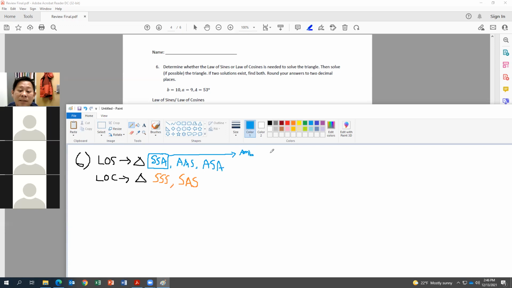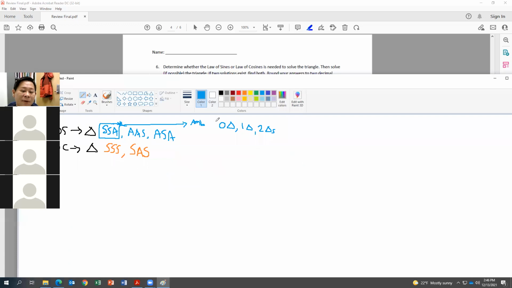And what is the ambiguous case? It means that you can have 0, 1, or 2 triangles. So this is the one that I put a star on, meaning you will get this. Now, how do you know if you get 0 triangles? It gives you an error. Yep, when your calculator gives you an error when you do your arcsine, you will get no triangles. How do you know the difference between 1 and 2 triangles?